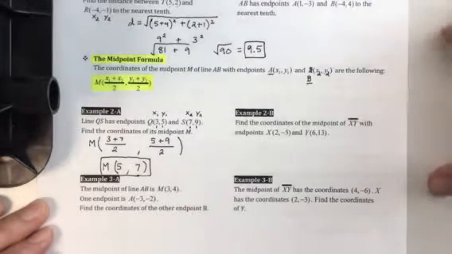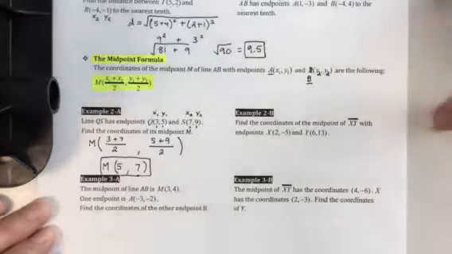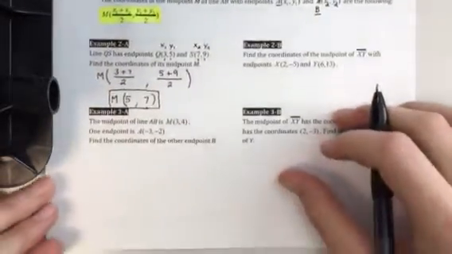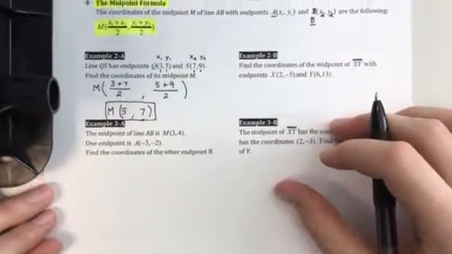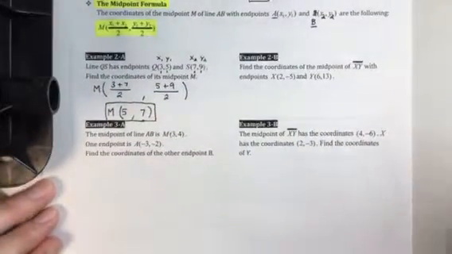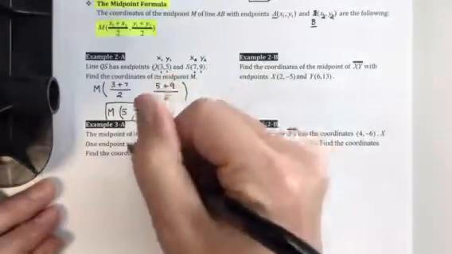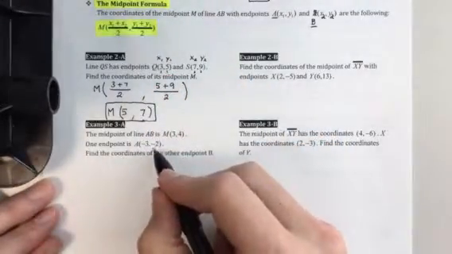Now, they're not always going to ask you for the midpoint. Sometimes they may give you the midpoint and an endpoint, and you have to work backwards. So let's check out one of those real quick on example 3a. Okay, this time they tell us the midpoint is at 3, 4. Okay, and one endpoint is at -3, -2.